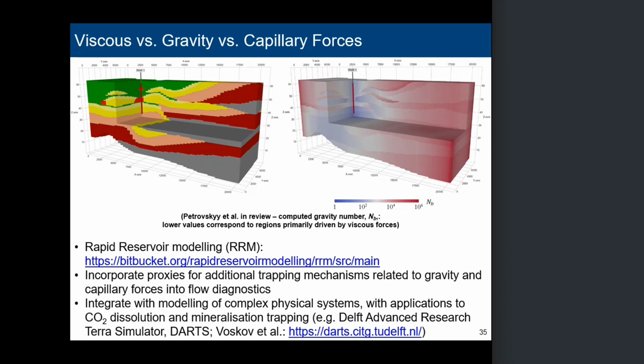So sort of a computational gravity number. And we could do something similar for capillary forces as well. What you're seeing here is an image of the flow simulation through this model again. Here's a well where we're injecting fluid, and the blue regions are characterized by low values of this computational gravity number, and they're regions where viscous forces dominate. And as we move into these red areas, with higher computational gravity numbers, gravity forces become more important.